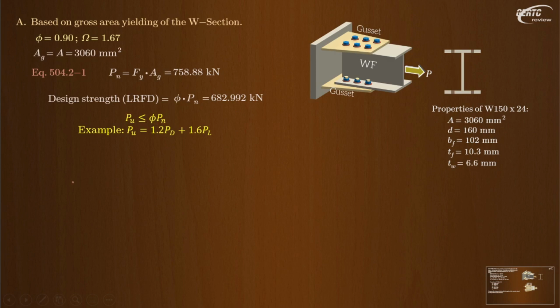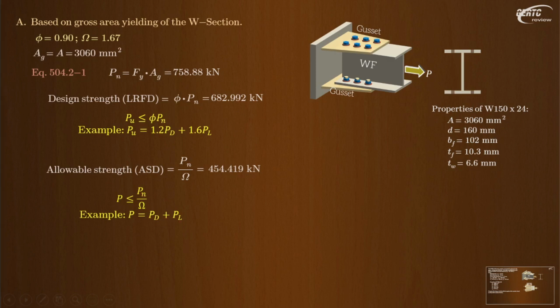Alright, next, the allowable strength. ASD is equal to Pn divided by omega. Omega is 1.67 and this will give us 454.419 kilonewtons. So for example, how do we apply this? The requirement is the total load must not exceed the allowable strength. The total load, if you have dead and live, for example, is just the sum of dead and live. You don't apply the load factors here. So for ASD, dead and live must not exceed Pn over omega.